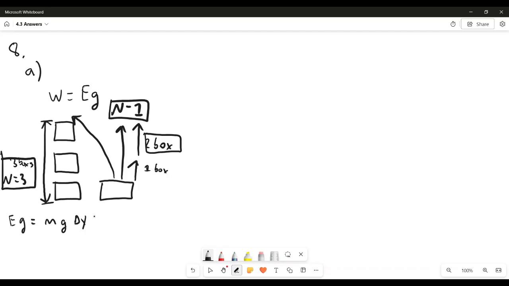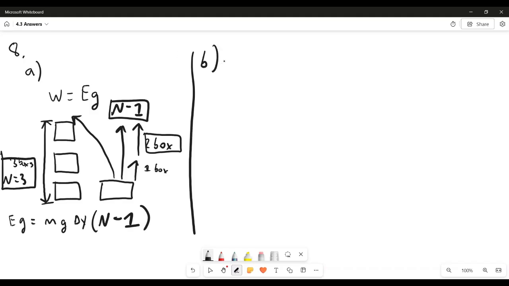And so what we can do is for any stack of boxes that are vertical, if you were to add another box, that specific box would have to travel n minus 1 height of all the vertical stacked boxes. So that's part A.